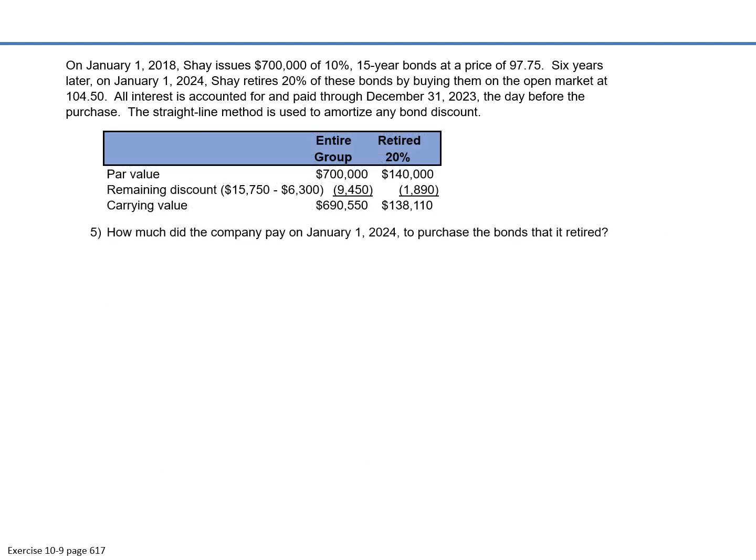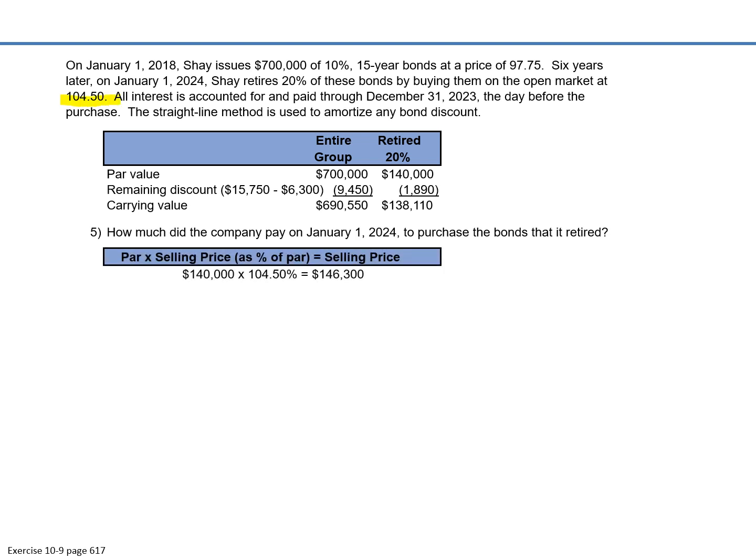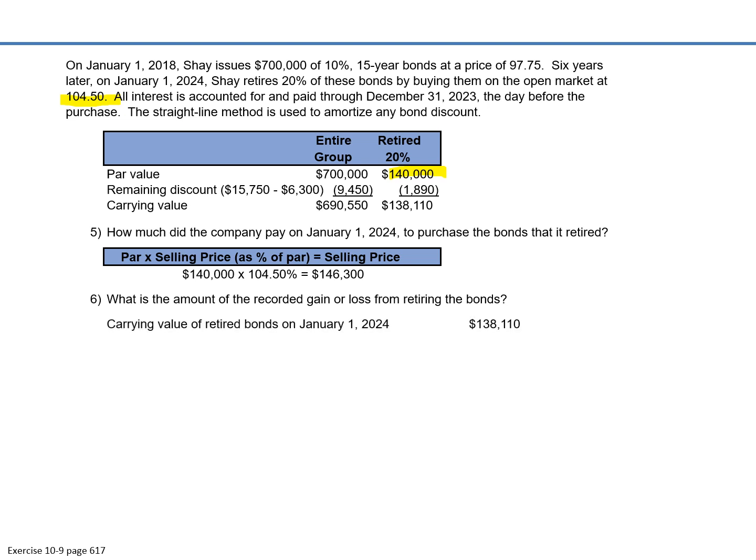So in question 5, how much did the company pay on January 1st, 2024 to purchase the bonds that it retired? Well, they tell you they bought them on the open market at 104.5. So par value of 140,000 for the retired piece times 104.5 means they bought them at 146,300. So the gain or loss from retiring the bonds is going to be the difference between the carrying value of the retired bonds, 138,110, and the amount they had to pay to retire them, 146,300. So we have a loss of 8,190 on retirement.